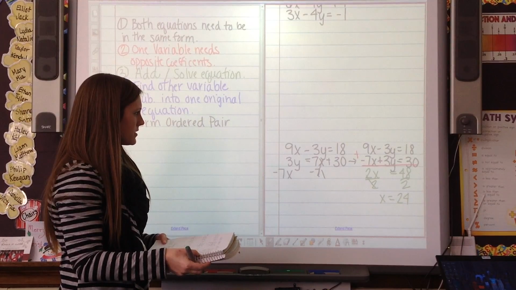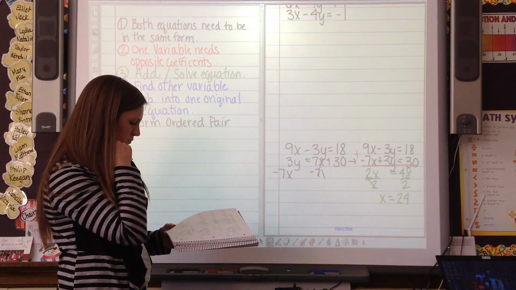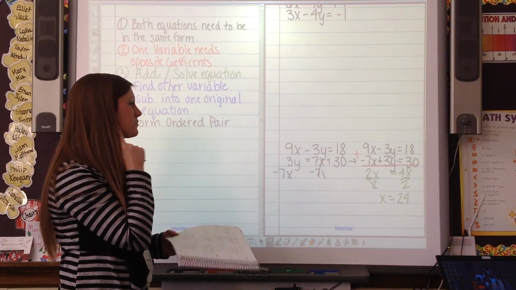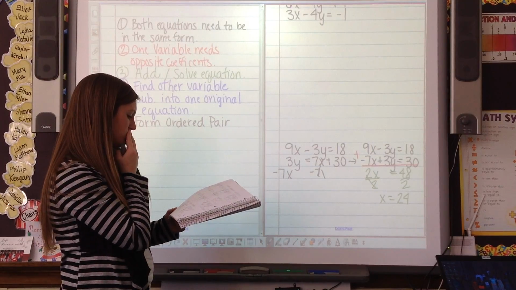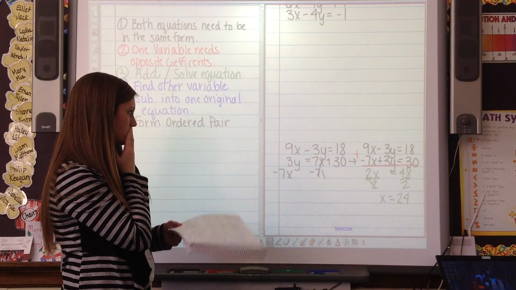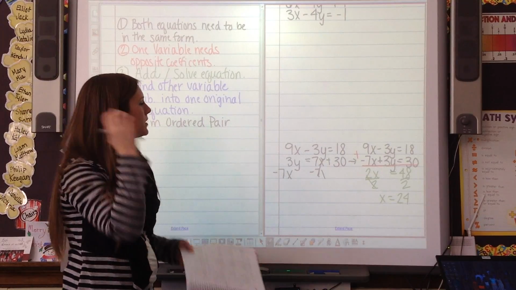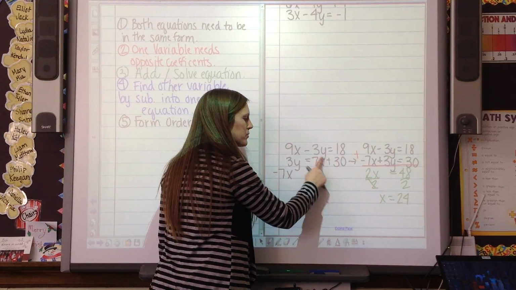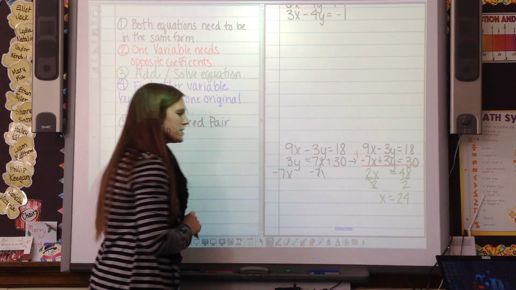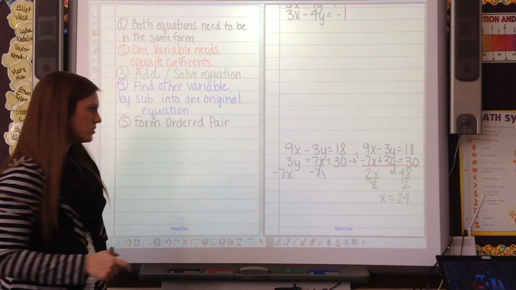What did I do wrong? I did something wrong here. Oh, I wrote down the original problem wrong. It's okay. My notebook has a negative 7 here, but that's okay. This should still work. We're going to continue on.